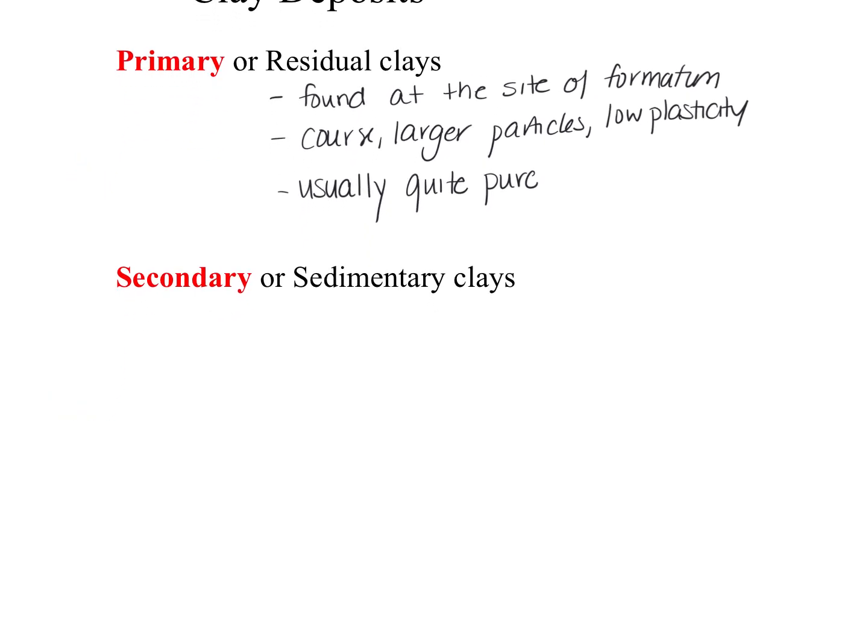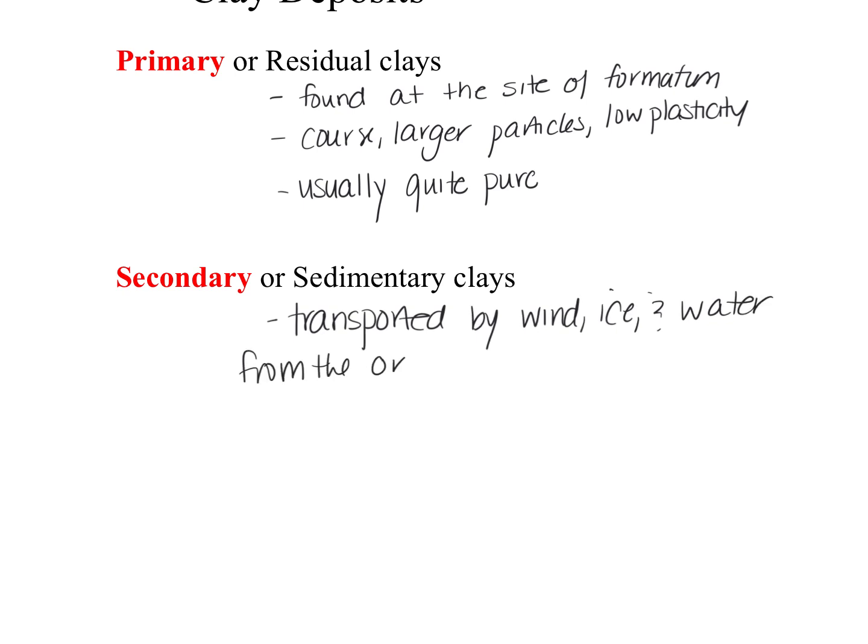And then we can have that secondary clay, which is also known as sedimentary clays. And these are the ones that are transported by wind, ice, and water from the original site. They generally tend to have very small particle size, which makes sense, right? As they're traveling along, they're going to break apart until you end up with a smaller particle size, right? And are usually not quite as pure, okay?